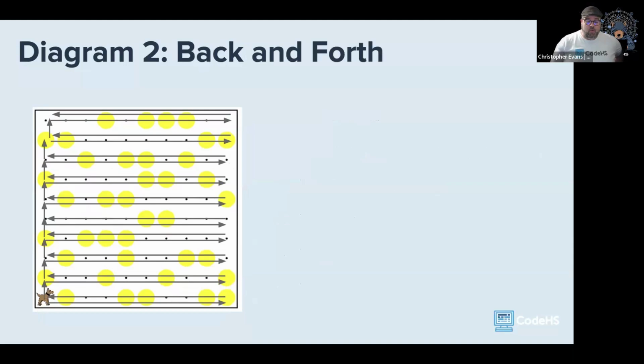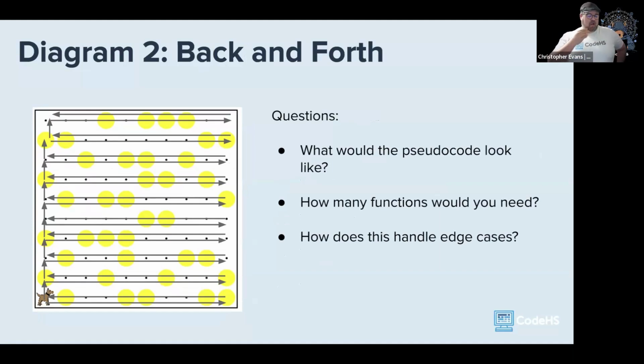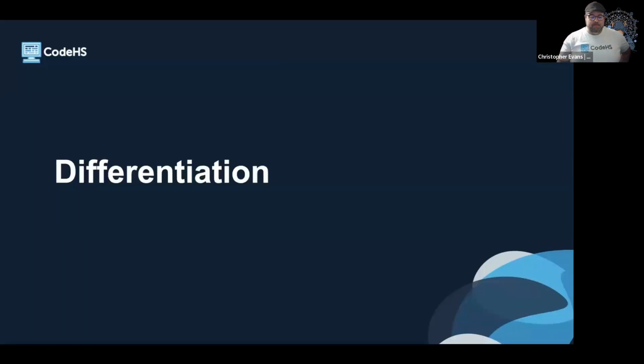We have the back and forth method where Carol goes all the way down and cleans up the tennis balls, then comes back before moving up to the next line. And you ask the same questions. And you can take this diagram and then write the pseudocode for it to see how it would map out and things like that.